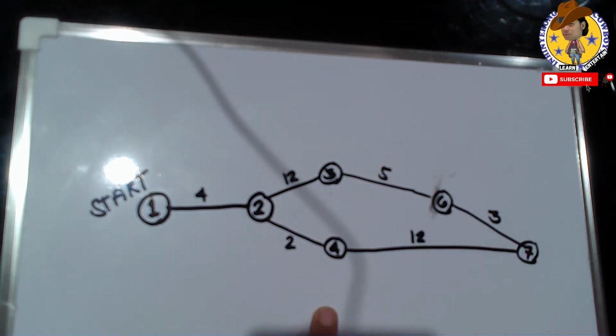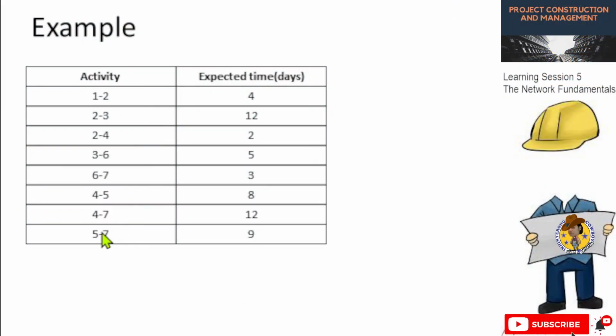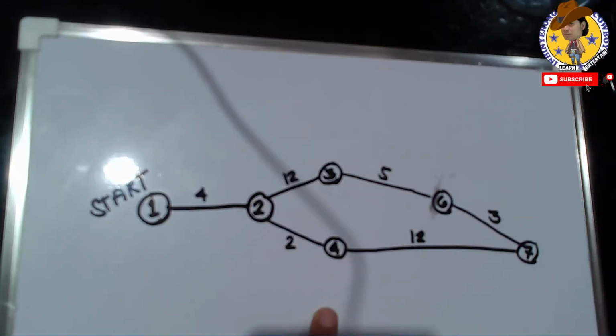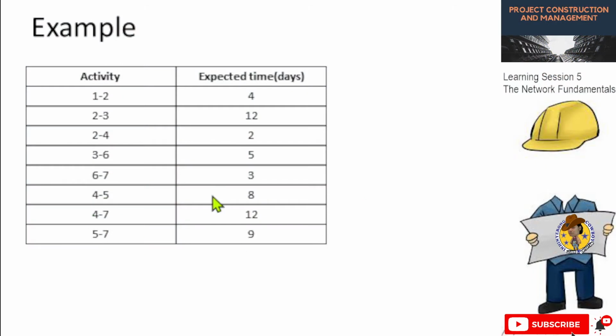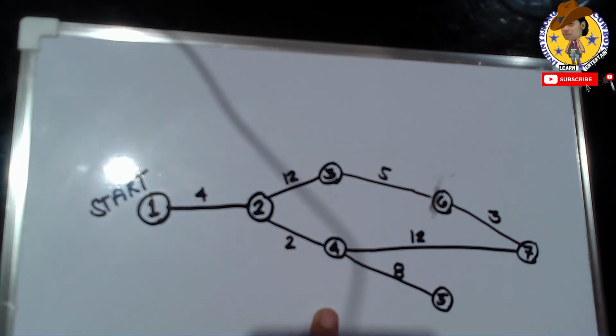Then the other one, 4 to 7 is 12 days. The other one is 4 to 5, which is 8 days. So 4 to 5 is 8 days. Sorry, I did not switch to camera, so I just write this one. So 4 to 5 is 8 days.